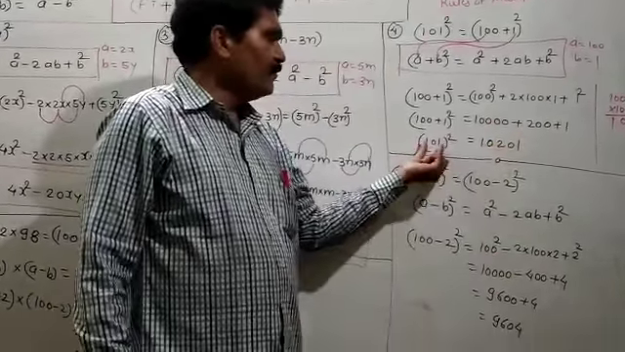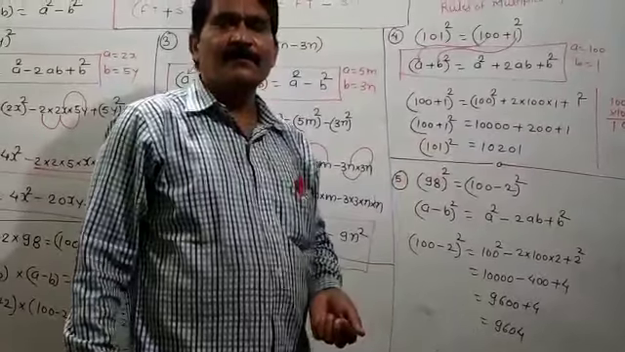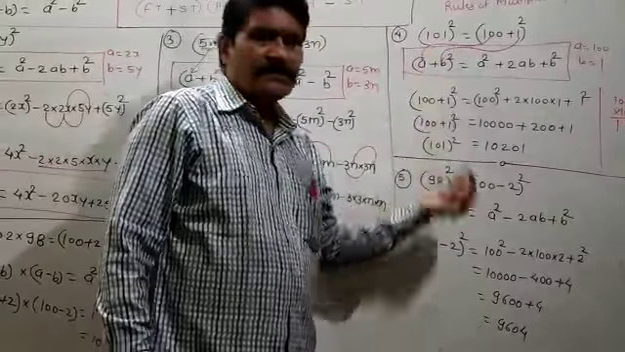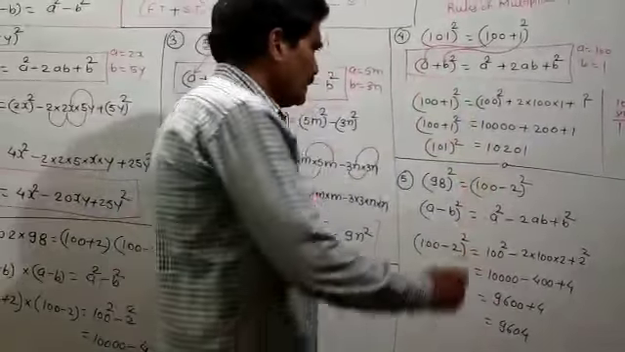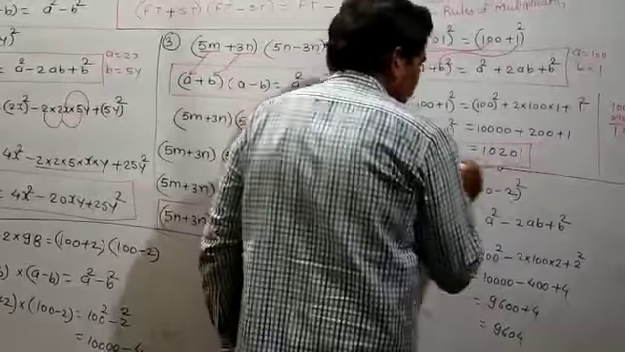And instead of doing the multiplication of 101 multiplied by 101, by using the basic identity a plus b bracket square, you will solve this example like this and you will get the answer like this.